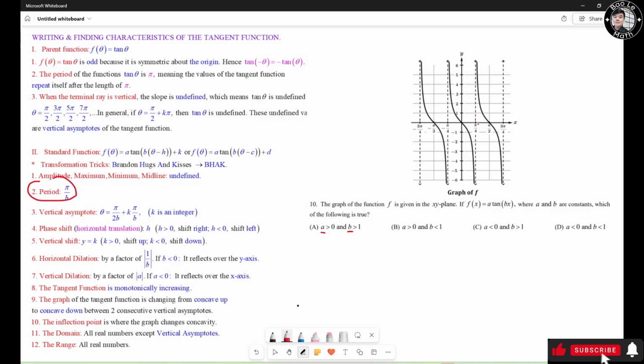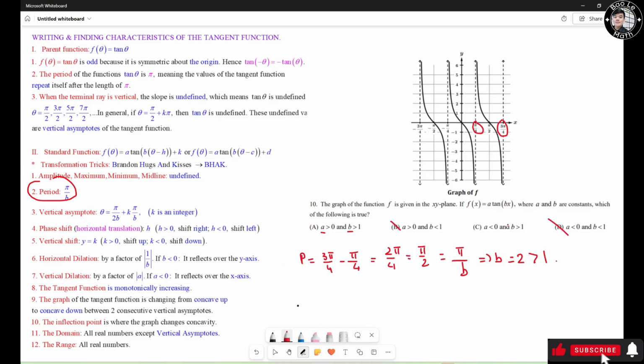The period is the distance between two vertical asymptotes, the first one right here and the second one right here. So the period is 3 pi over 4 subtract pi over 4, so it could be 2 pi over 4 or pi over 2. We use the period to solve for b. So pi over 2 equals pi over b, then b equals 2, which is greater than 1. So we need to eliminate b and d.